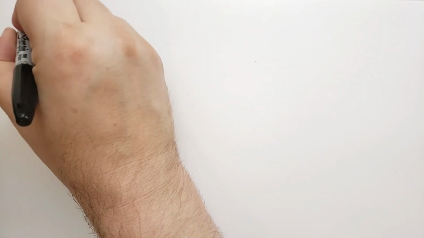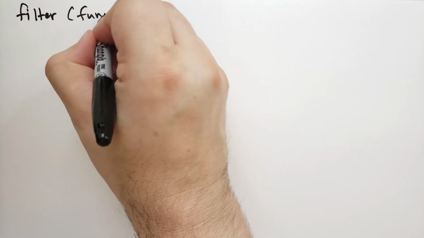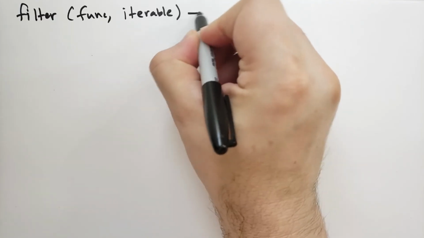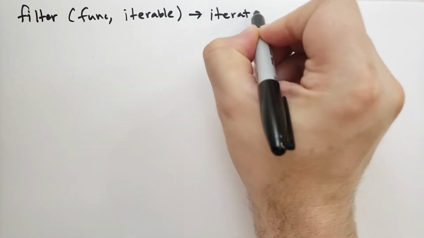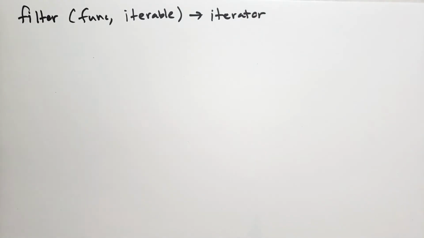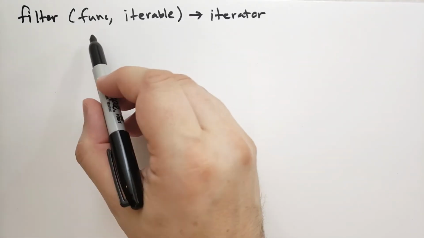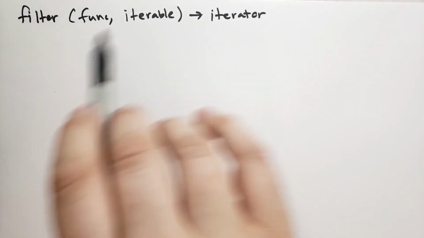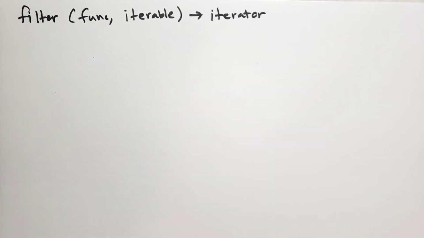Let's look at some of the built-in functions that will aid you in doing functional programming. The first we're going to look at is called filter. Filter takes a function and an iterable, and it returns an iterator. This is an example of lazy evaluation. What filter does is it applies the function to each item in the iterable, and if the result of the function is true, then it adds that as a result to the iterator. If it's false, then it keeps going until it finds one that's true.